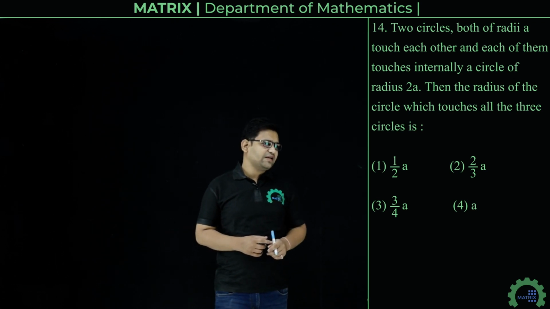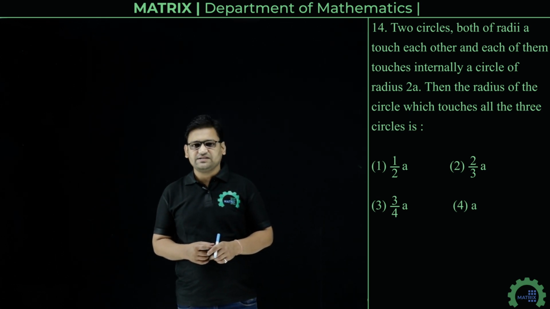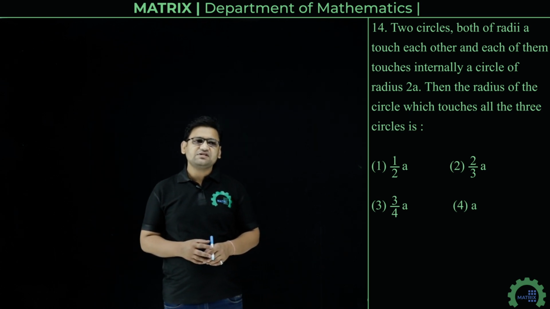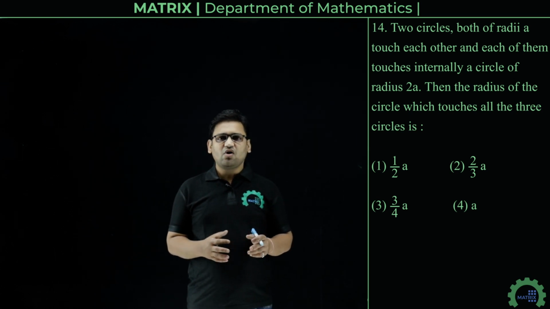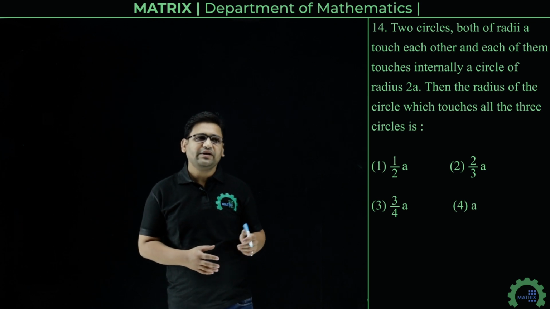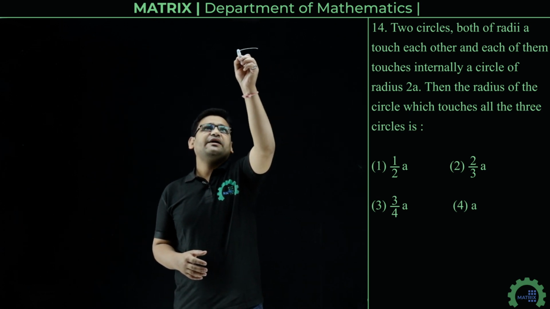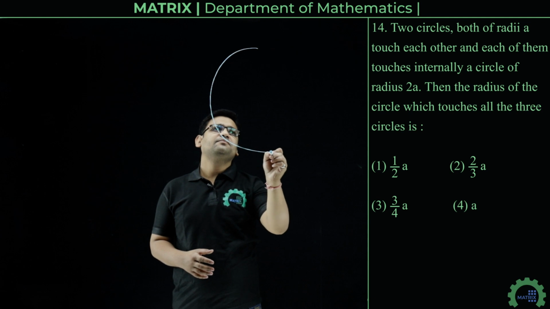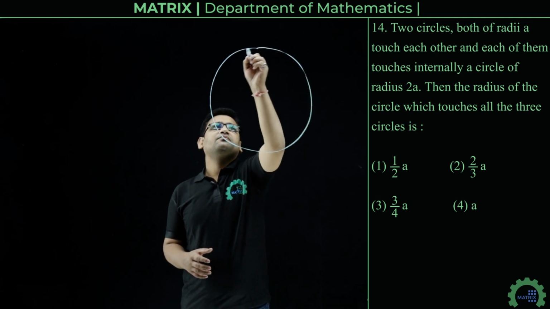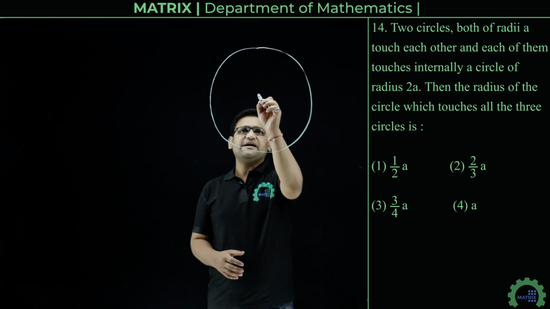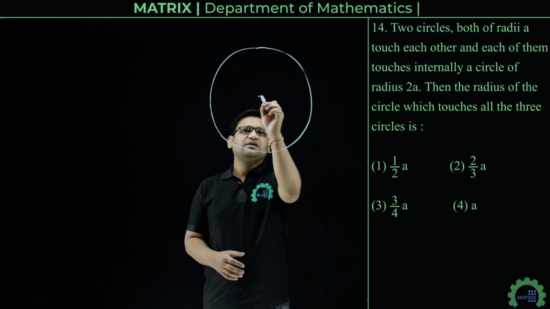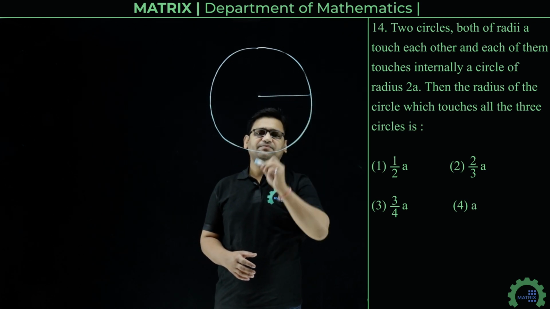Then the radius of the circle which touches all the 3 circles is. Let us draw the diagram first. First of all, we have to draw a circle of radius 2a. So let this be a circle of radius 2a, and this is the center of the circle, and this radius is 2a.